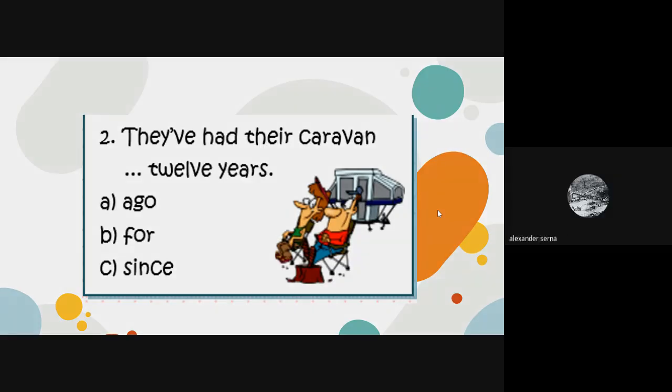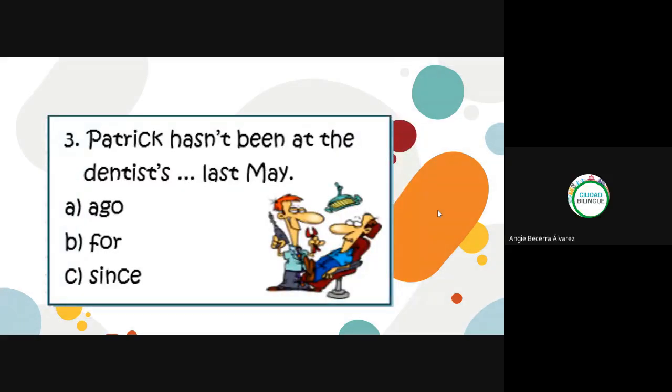Now this one. It says, Patrick hasn't been at the dentist last May. Ago, for, or since? A, B, or C? Ago. Entonces, Sus Lady dice ago. What about Joka? What about Rocío, Miguel, and Daniela? Since. Okay, Daniela and Rocío say since. What about Miguel and Joka? Since, teacher. Since. Perfect. So it was since, lady.